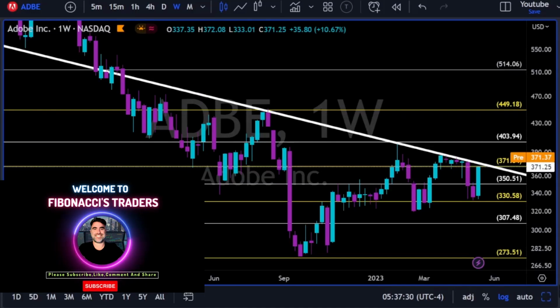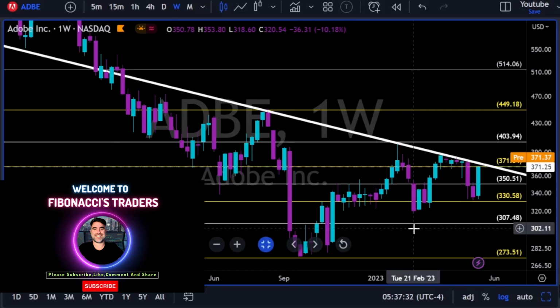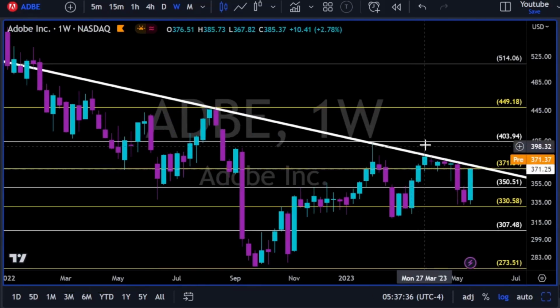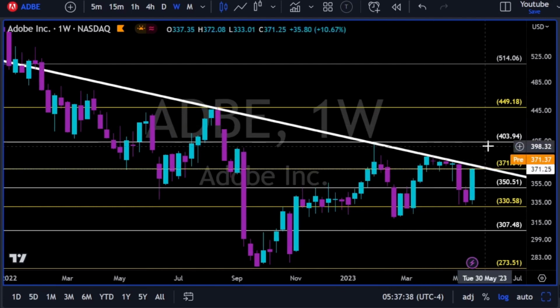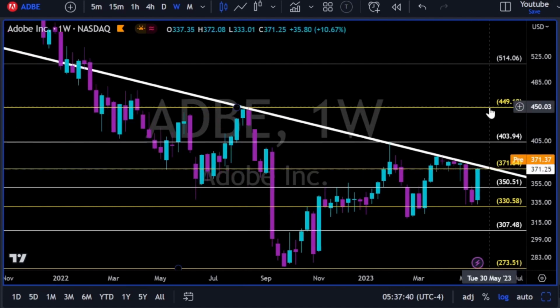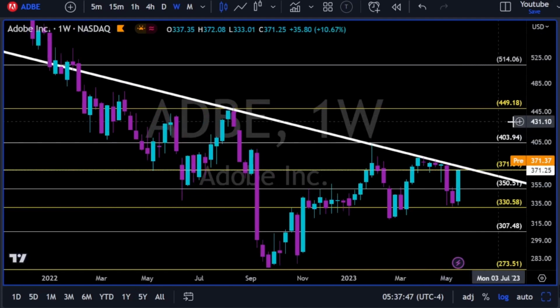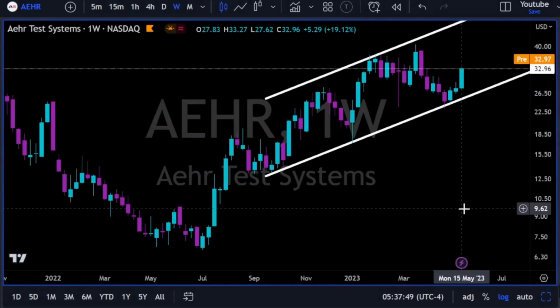First name on my list for this week is Adobe. ADBE is the ticker. Waiting for 2 or 3 days closing above this white trend line. Above it, we are going towards 404 and then 450 on the weekly chart. Short below the 350 towards the 330. Always prepare for both sides.